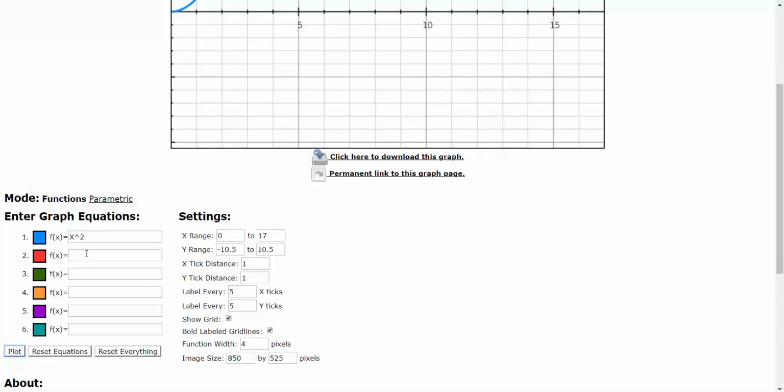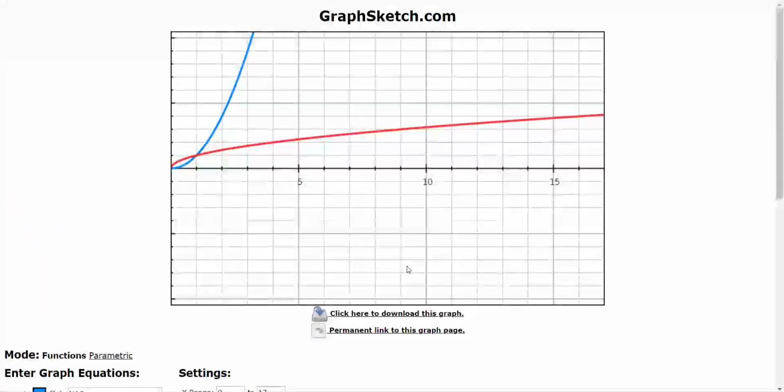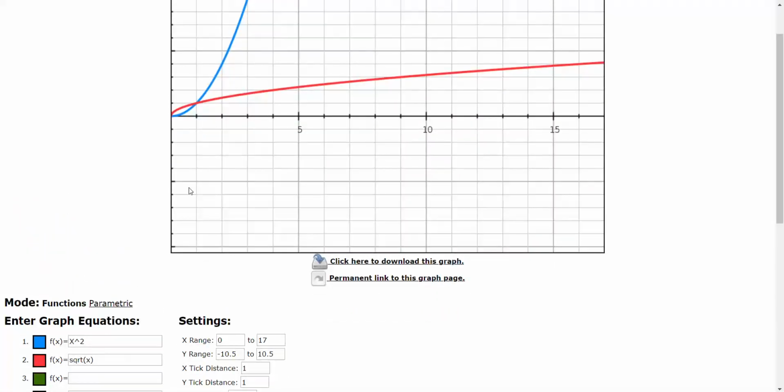Now, if we try to plot the square root of x for the same parameters, this is what you basically get. So this is the square root.